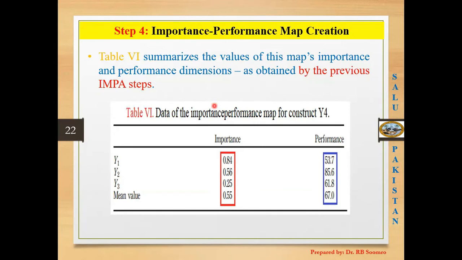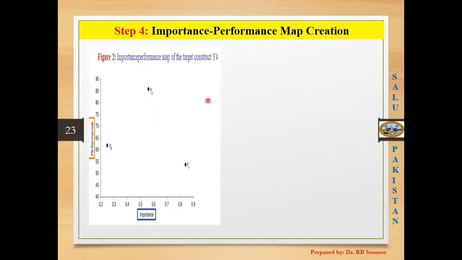Based on these, we will decide which scale is important and whose performance is good. So, dear friends, we have reached step number 4, the importance-performance map creation. Looking here, the map has been created. Here is performance, and on this side importance. These are the locations of our Y1, Y2, and Y3. You will notice construct Y4 does not appear, because it is our target construct, so it is not available here.